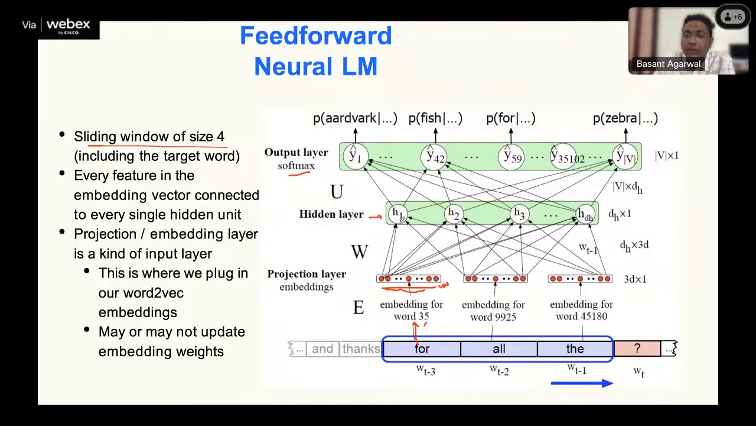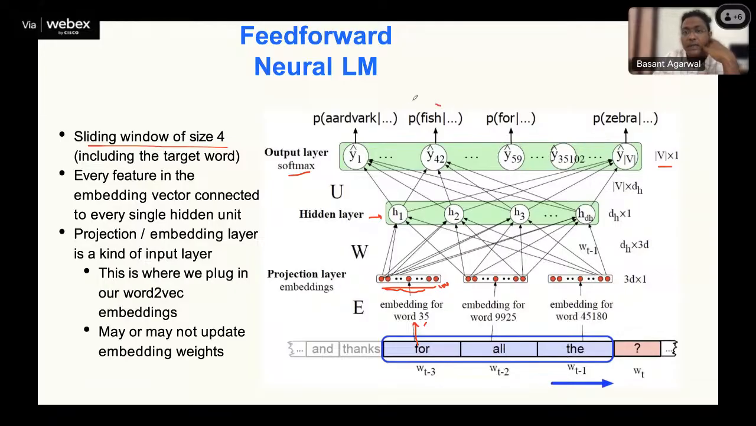So 100 nodes will be connected to H1, 100 nodes will be connected to H2, and so on. That way you have D by 3D, DH by 3D number of neuron connections. You can also observe that the dimension of the output layer is V, the vocab size. It will predict the next word, and the probability value will be high, in a one-hot encoded method.